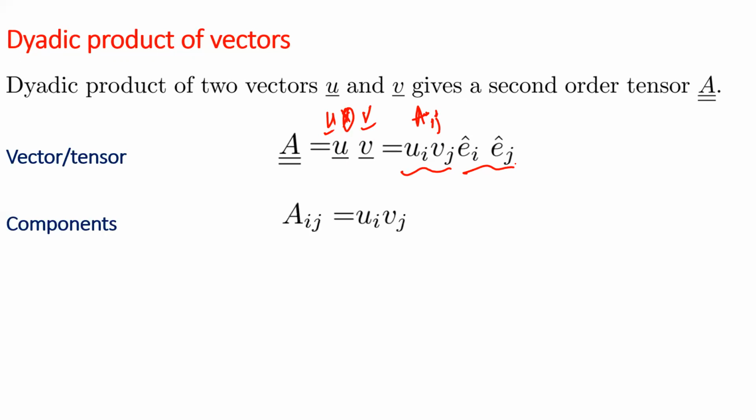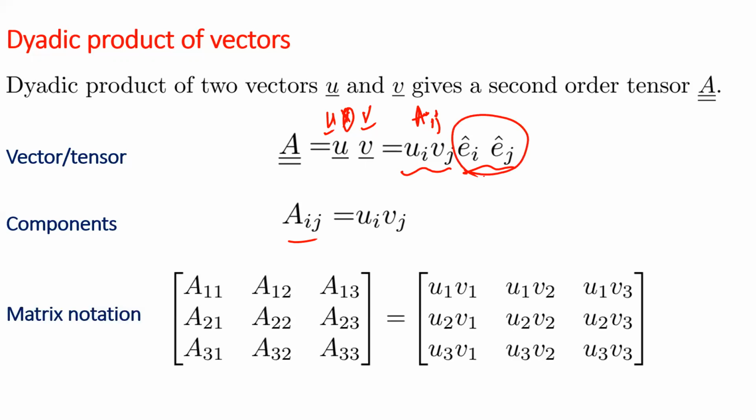Right? And the components are basically this. As I said, this is the component. This is the dyad. And in matrix notation, this is what it is. Okay. Aij is Ui Vj. If you see, A21 is U2 V1. All right. So a dyadic product of two vectors leads to a tensor. Dot product leads to a scalar. Cross product leads to a vector. Dyadic product leads to a tensor.